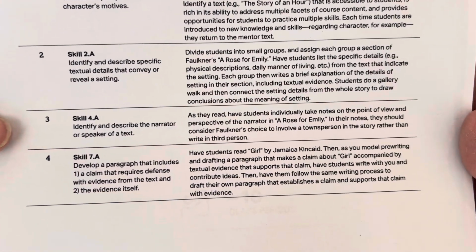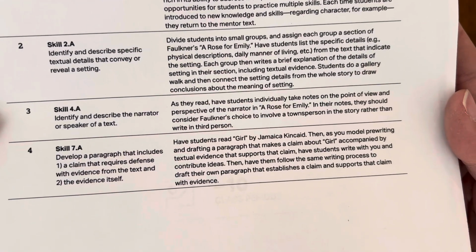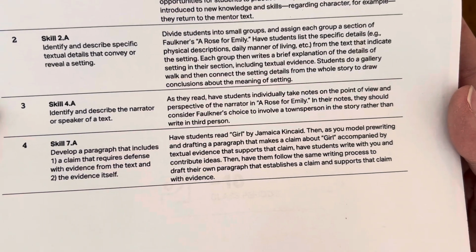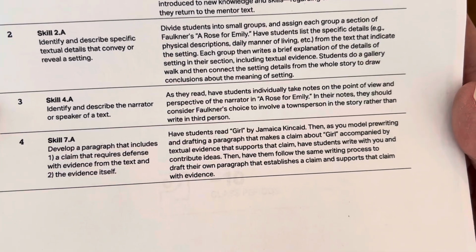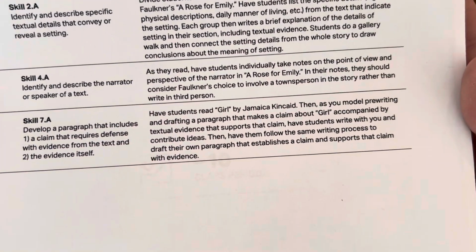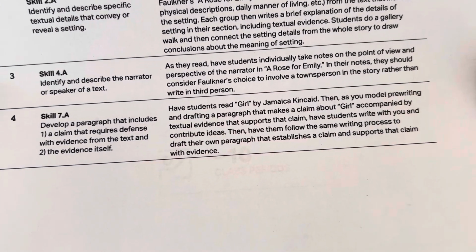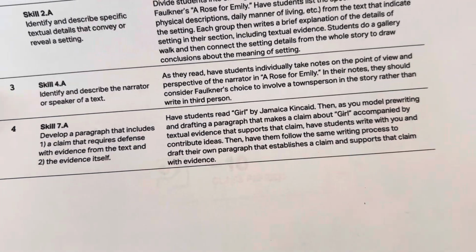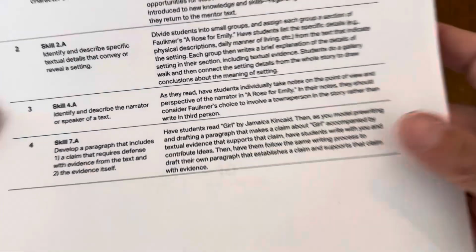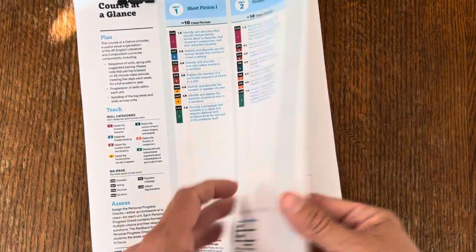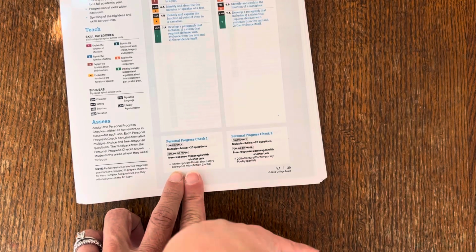Skill 4, have them read individually and take notes on the point of view and perspective of the narrator. And then skill 7A, have students read that, and then model pre-writing and drafting a paragraph, which makes a claim accompanied by textual evidence. So that's an important type of writing that is going to be tested on the AP test, is using textual evidence to demonstrate particular things. So definitely a writing heavy course, specific type of writing course, and that is why it is so important to have these instructional checks at the end of each unit that follow a specific format, because that is literally what the AP exam is going to test.